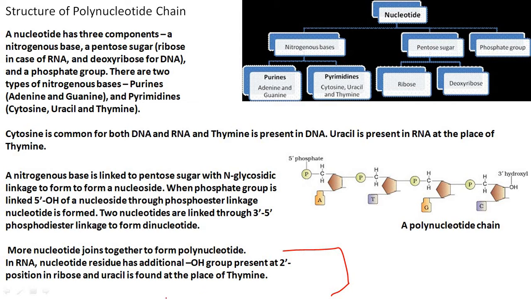The composition of the nucleic acid is that it is made up of nucleotides. A nucleotide is a small unit structure of the nucleic acid. Each nucleotide is composed of a nitrogen base, pentose sugar, and phosphoric acid. A nucleotide without a phosphoric acid is known as a nucleoside. This means the nitrogen base and the pentose sugar together without the phosphoric acid is known as a nucleoside. N base plus pentose sugar equals nucleoside. N base plus pentose sugar plus phosphoric acid is a nucleotide.